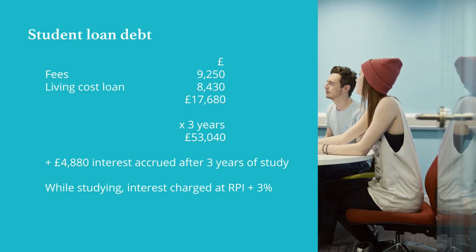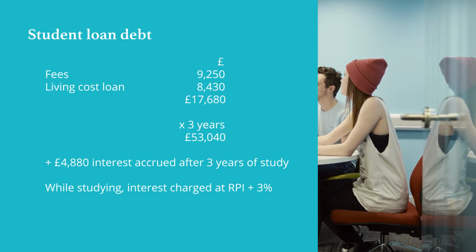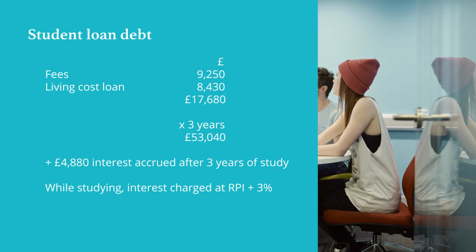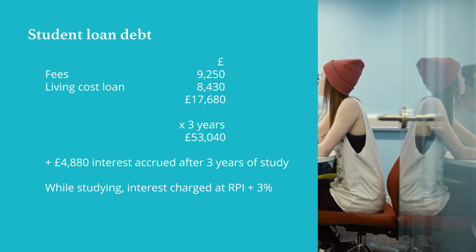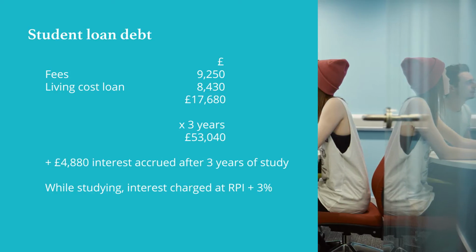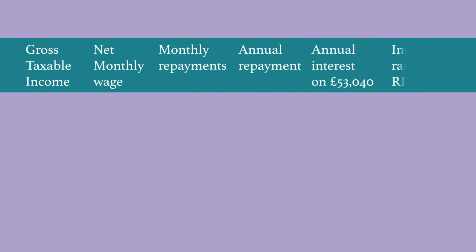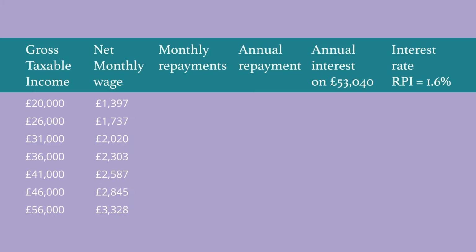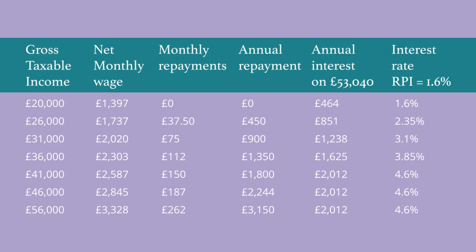While you are studying, the interest you pay is the Retail Price Index, or RPI, plus 3%. So for the year 2016-17, the student loan company set RPI as 1.6%, so students are charged interest at 4.6%. You become liable to start repaying your student loan the April after you graduate, at which point the interest rate becomes variable, and it will depend on how much you are earning as a graduate.